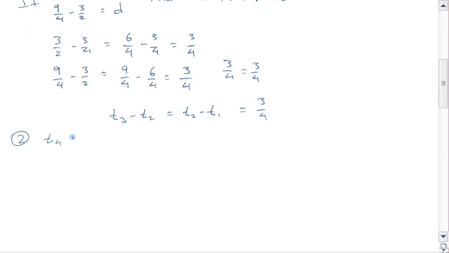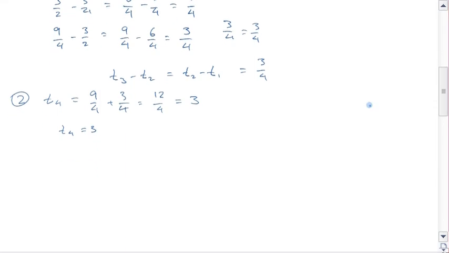So T4 should be 9/4 plus 3/4, which is 12/4. Again, you can do this on your calculator if you like, or you can try to do it in your head. So 12/4 is the same thing as 3. So T4 is just equal to 3. And that's it. So now we can move on to the next part, which was to try to find a functional definition.